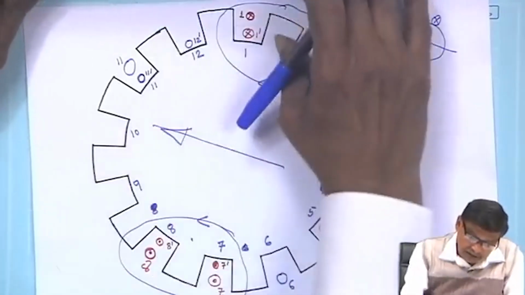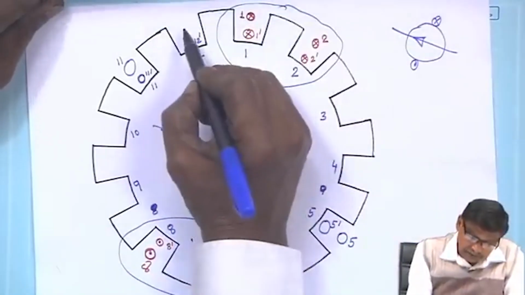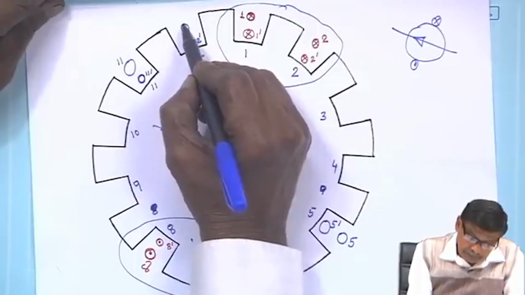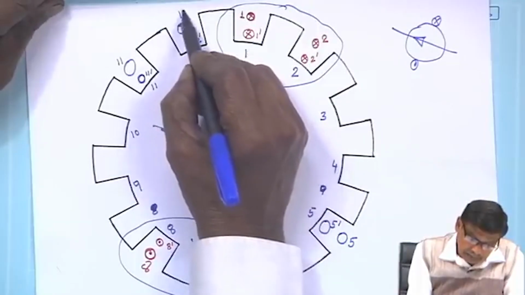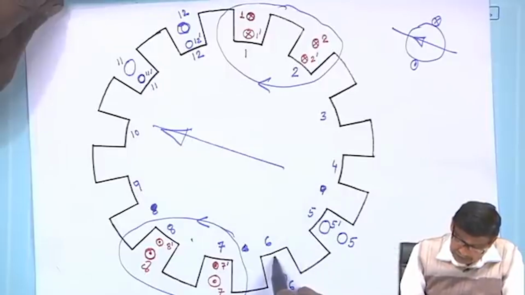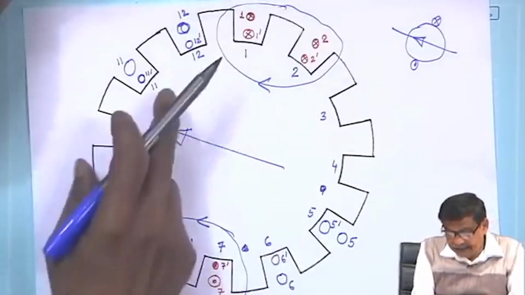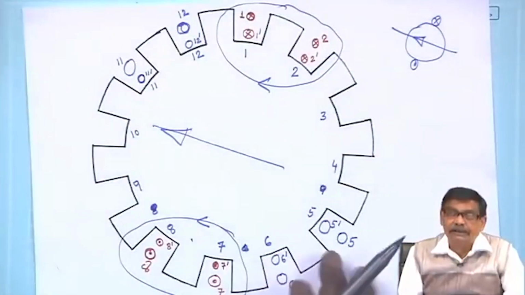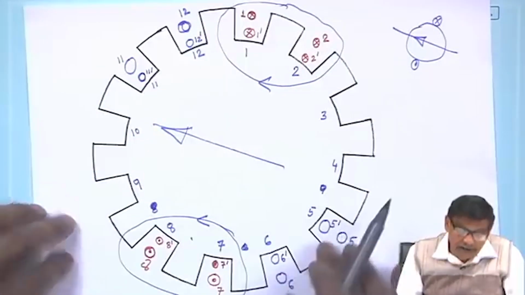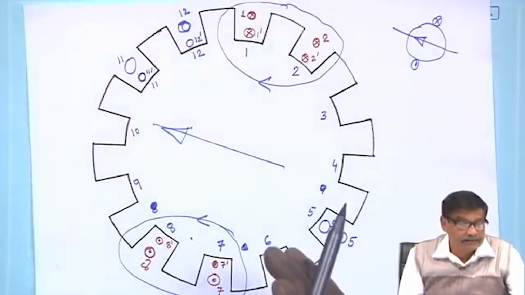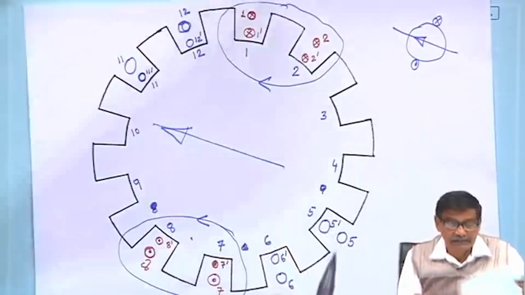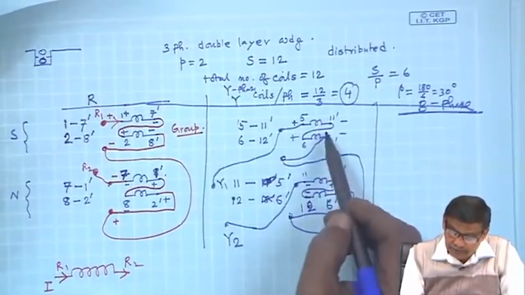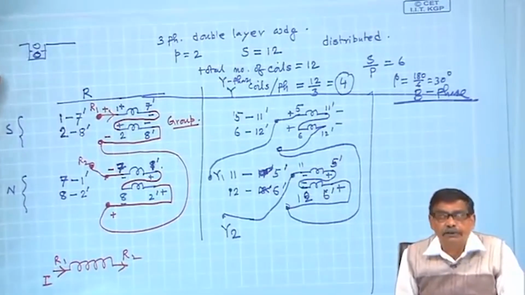And the next coil under south pole will start from 12 and will return from 6 dashed. And the interconnection of these two coils should be done following this. So, this is how the Y phase 4 coils are completed. There will be 4 coils belonging to each phase.